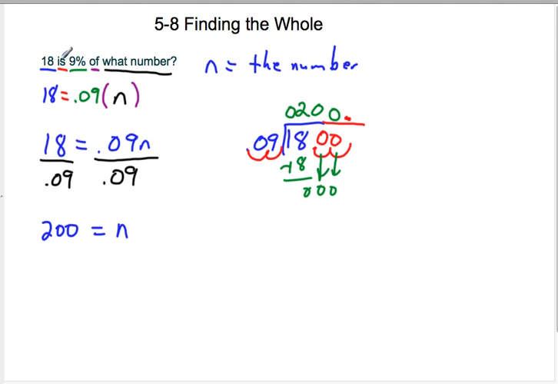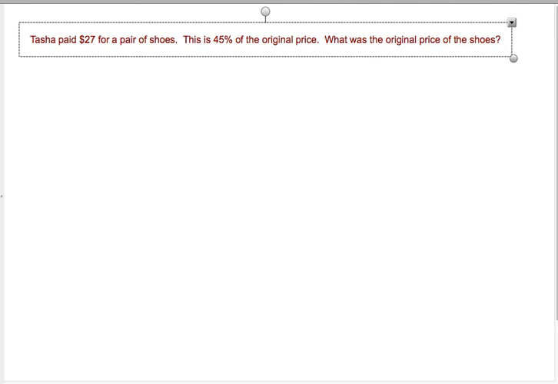Let's see if that makes sense. 9% of 200 is very close to 10% of 200. So 10% of 200 would be 20. 9% being 18 makes a lot of sense. So we know that 18 is 9% of 200. So here's our answer. Let's try another.